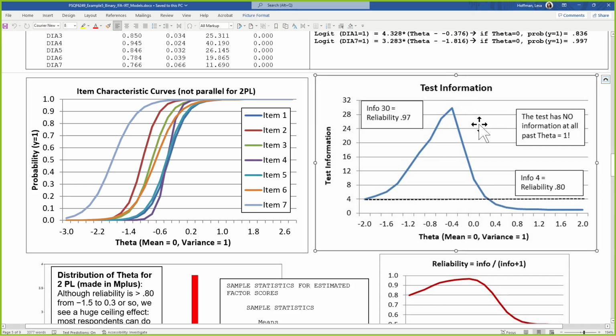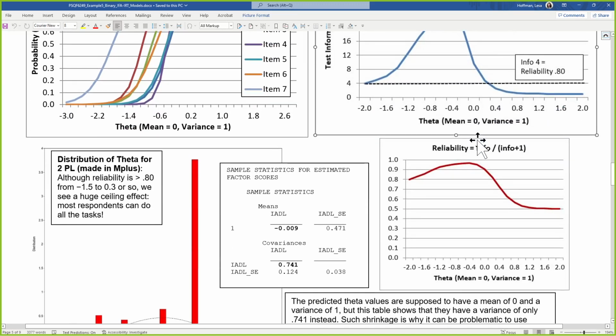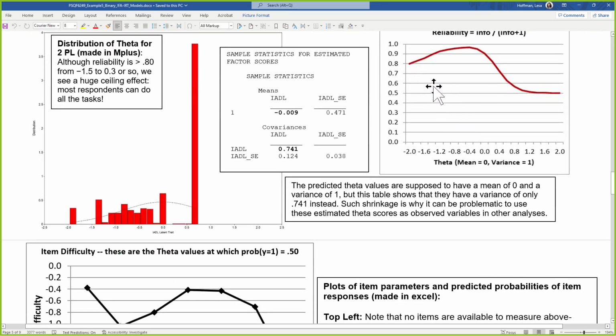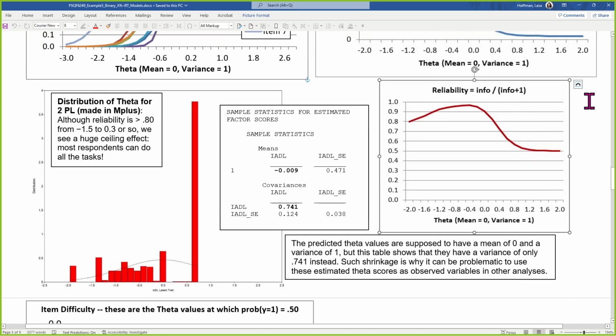And test information is a quantity that most people will probably not know what to do with. We can convert it into a traditional metric of reliability, information over information plus 1, and that same picture looks like this if you change the y-axis to reliability. So we can then describe over what range of the trait would we say reliability is acceptable. Or you define maybe what acceptable is, like if I want to say 0.8, then I'd say that I have adequate measurement of my trait up until theta of, I don't know, 0.2-ish or so. And after that, reliability is no longer sufficient.